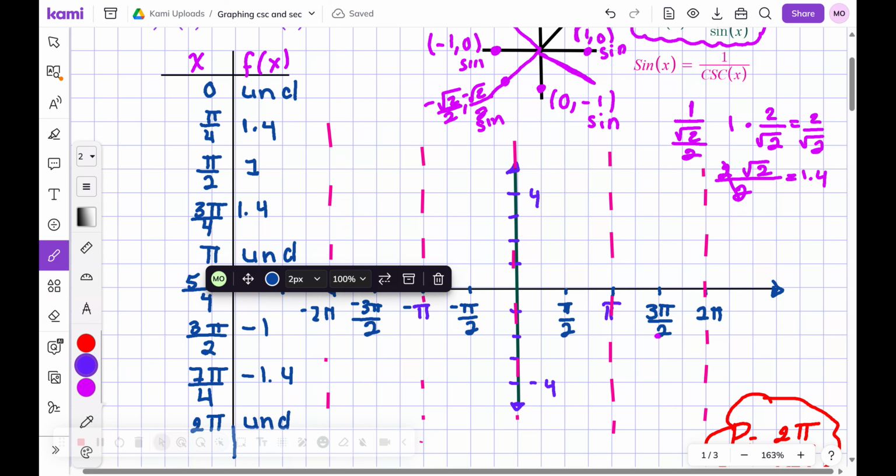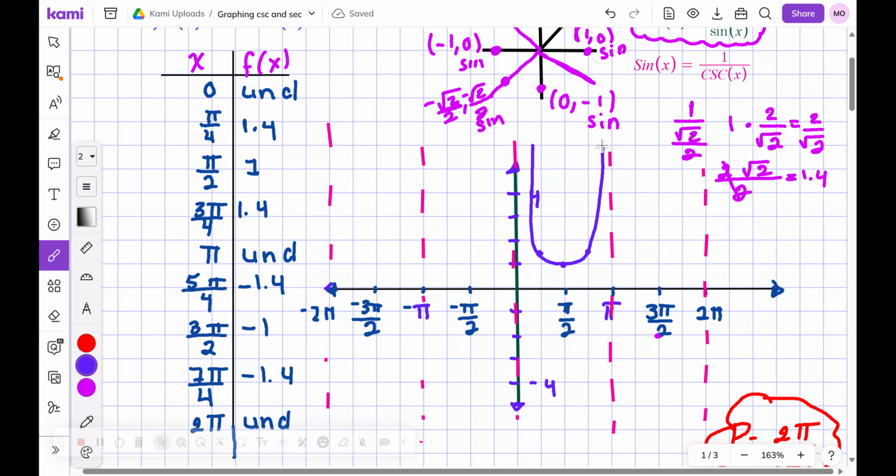So 0 undefined, pi over 4. So this is my pi over 4, is 1.4. So 1.4 about here. At pi halves will be 1 and then 1.4. And yep, it's a parabola. And then if you go to the next undefined, over here at 5 pi over 4 will be -1.4 about here, here, and here. And this one opens down.